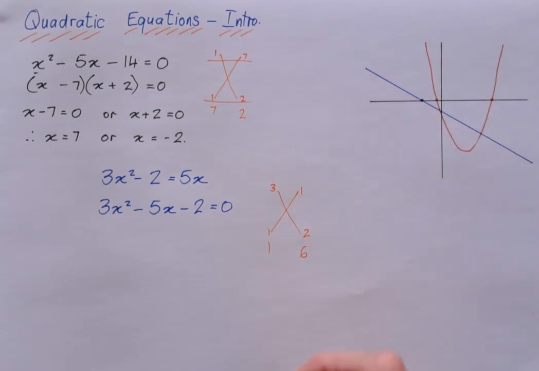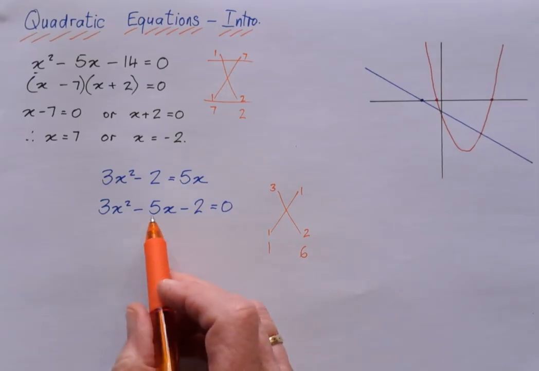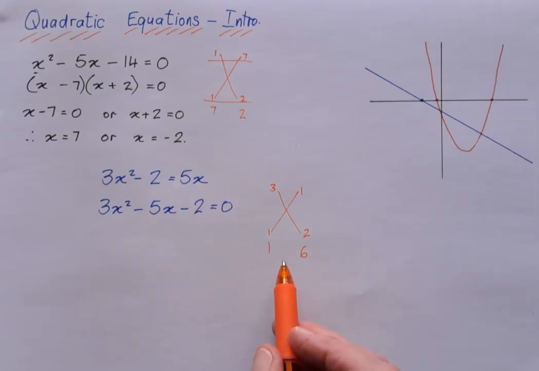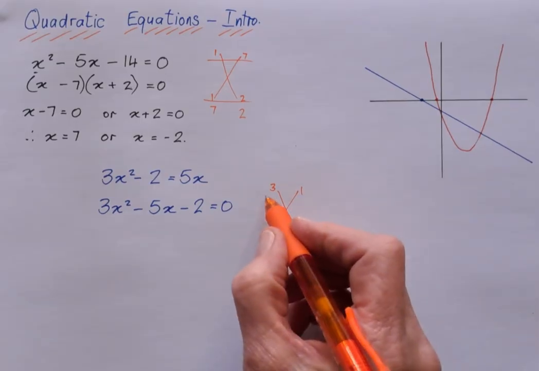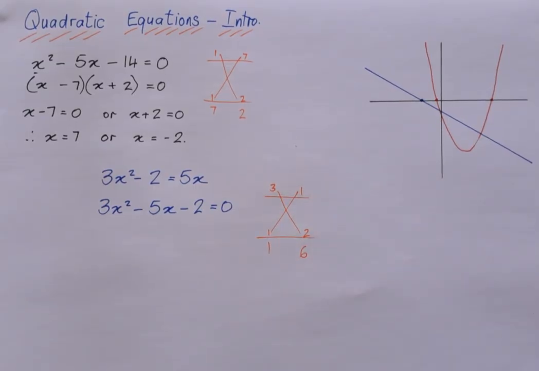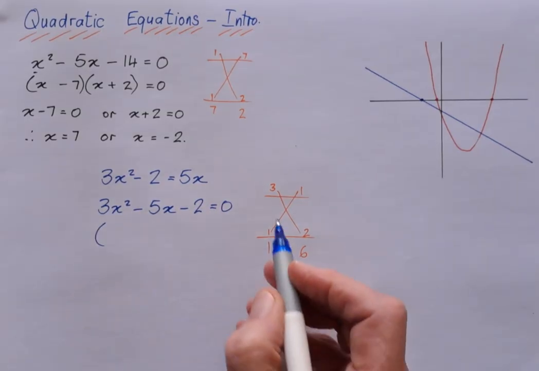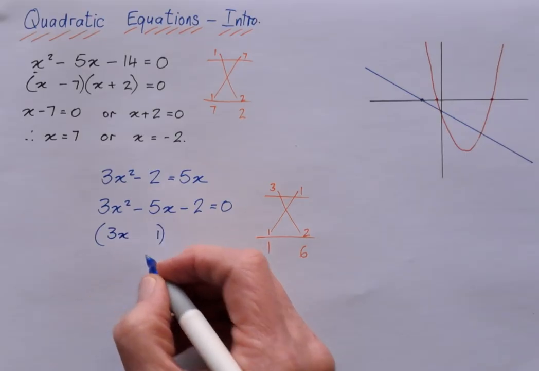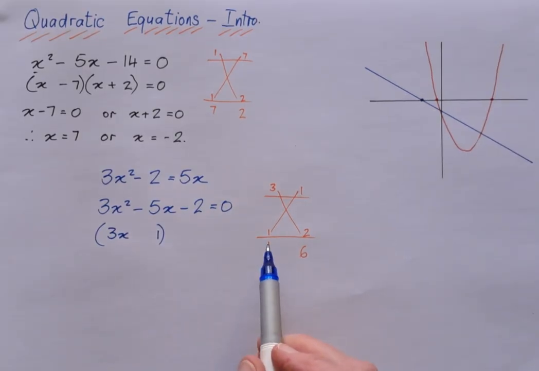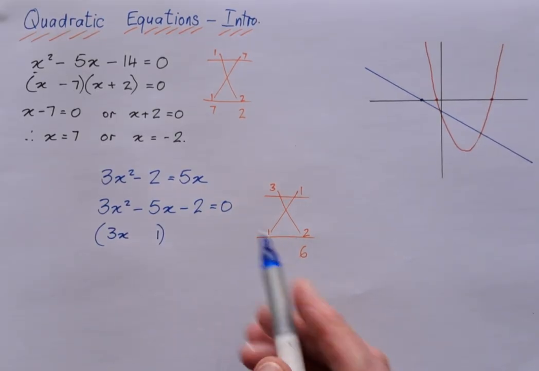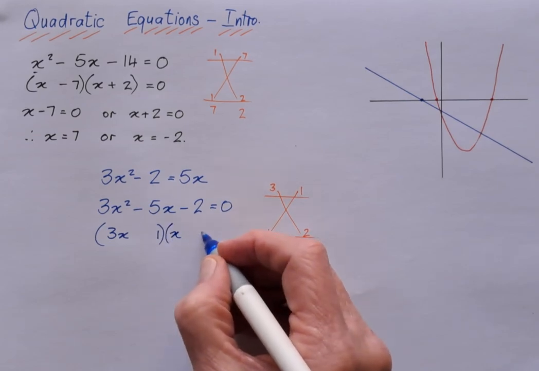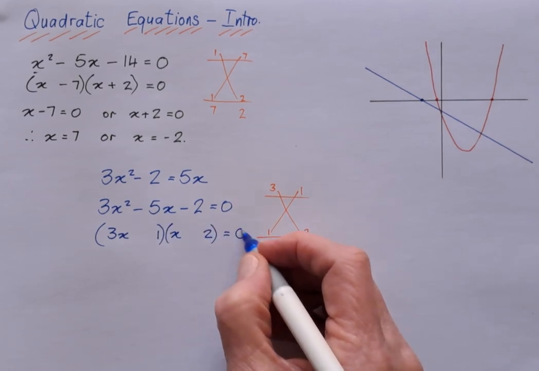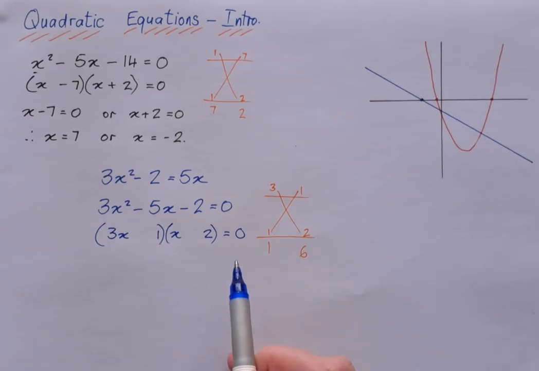1 times 1 is 1. Can 6 and 1 give me 5? Yes, they can through subtraction, and that is telling me that it is supposed to be subtraction. So finally I read across to see what my two brackets are going to be. And my first bracket is going to be 3x and 1. Notice I put my signs in afterwards because then I'm not going to make a mistake. 1x and 2 equals 0. Keep remembering to put your equals 0.